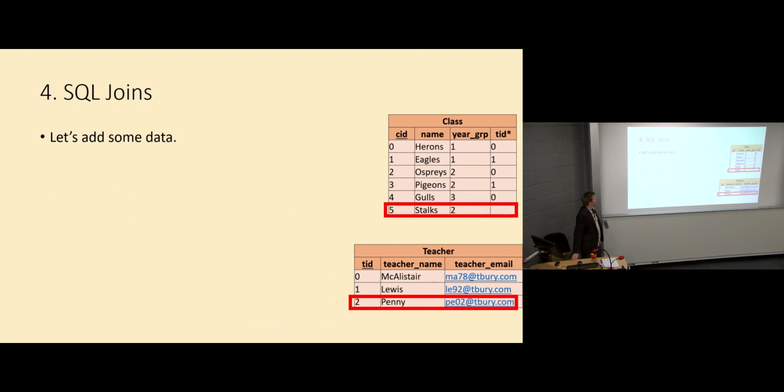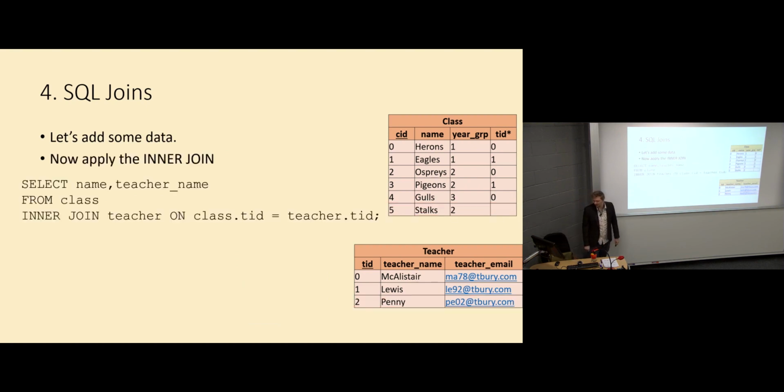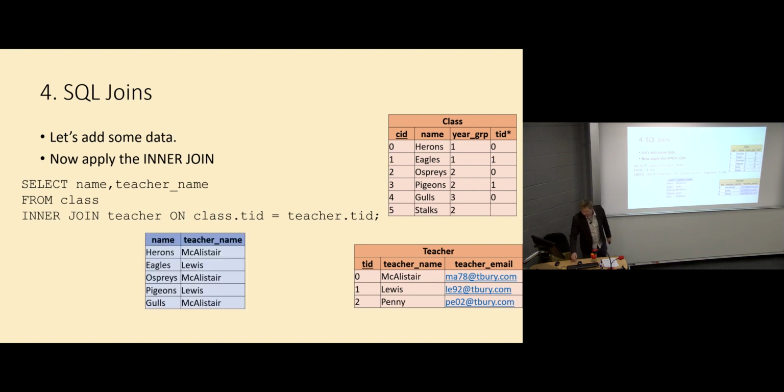Let's add some more data, and then let's try inner join again. Do you think anything different is going to happen this time? Down at the front? No, nothing different? Okay. How about over here? Anything different going to happen? No? Good. Nothing different happens because this class hasn't got an allocated teacher. So there is no teacher that has a matching ID because it doesn't have a teacher.